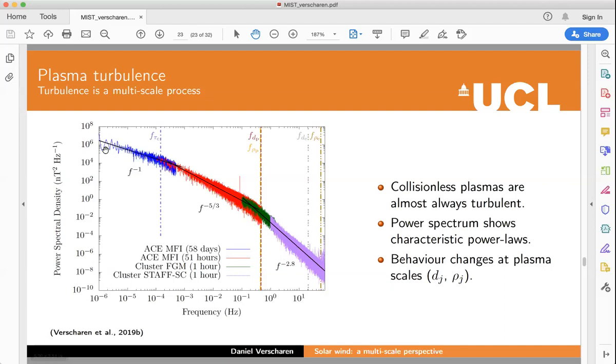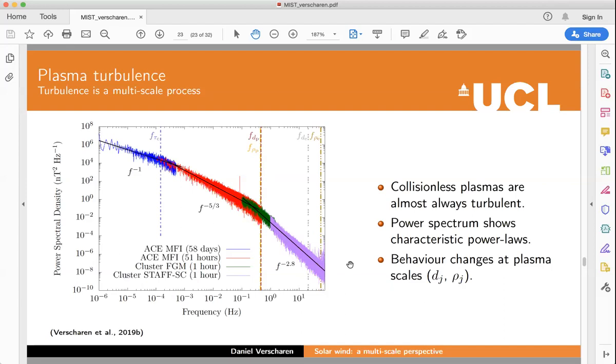Also here, you see we have a lot of fluctuations. Then something changes and they don't follow this trend anymore. The trend becomes a bit steeper. We call this the inertial range. And then there's another change here where the trend becomes even steeper, at the typical scales of the plasma. These would be fluctuations that have roughly the size of the proton scales, and these are fluctuations that have roughly the size of the electron scales. At these points the properties of the turbulence change. But it's a multi-scale process by nature.